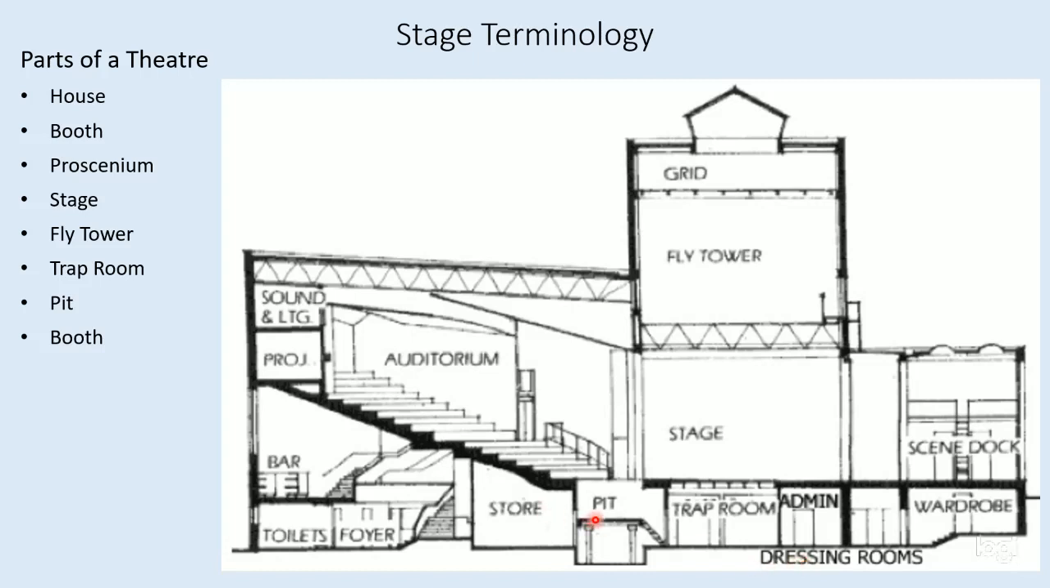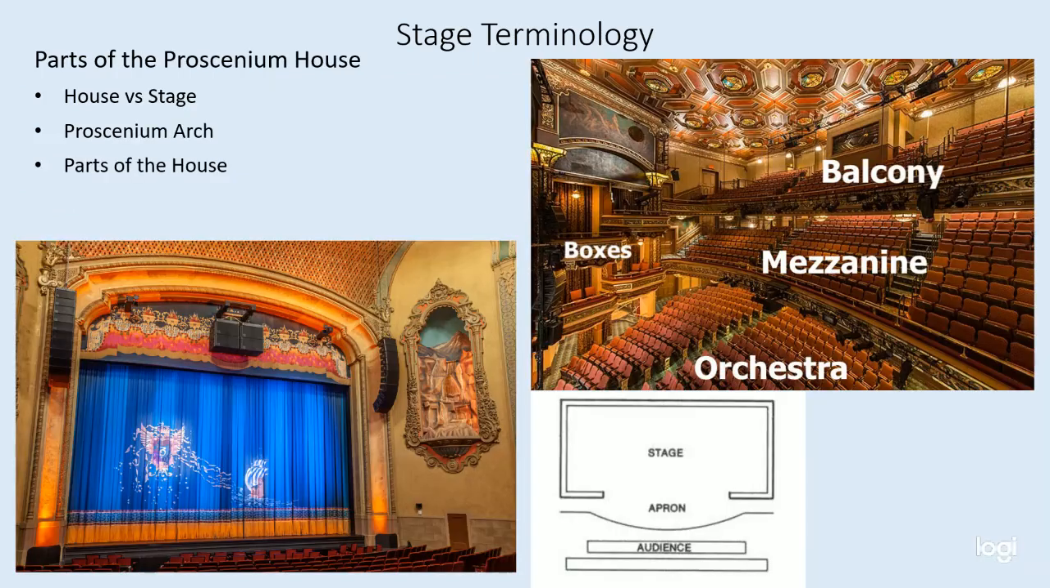Next is the pit. Pit is often located just in front of the stage, and it's where we put an orchestra. It's known as the Orchestra Pit, right? And booth we already did. So talking about the proscenium house.